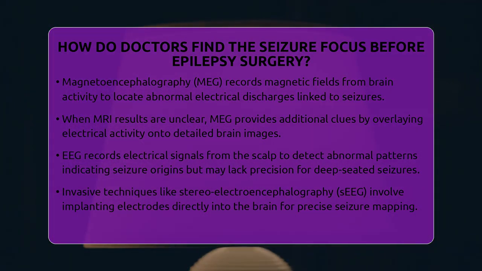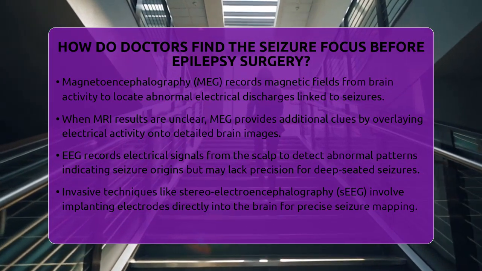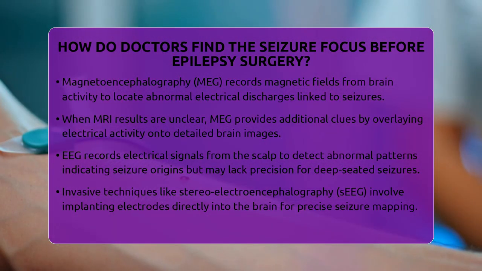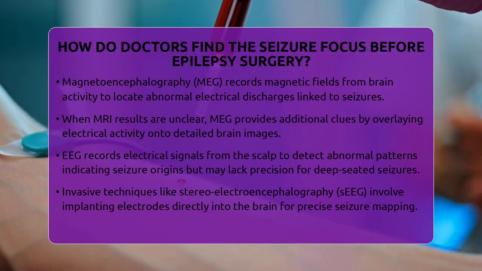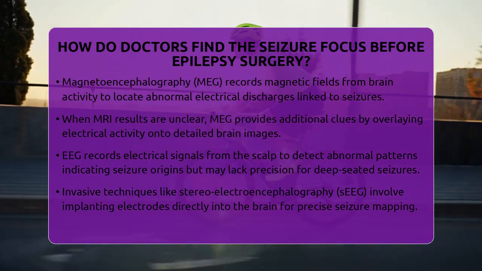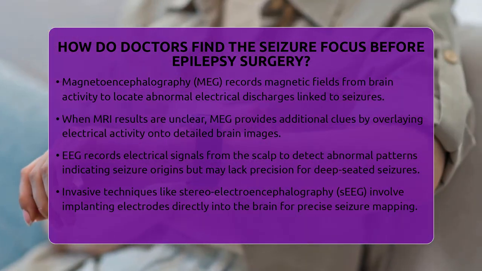Magnetoencephalography is another helpful tool. It records tiny magnetic fields generated by brain activity, helping doctors locate abnormal electrical discharges linked to seizures. When MRI scans don't show clear abnormalities, MEG can provide additional clues by overlaying electrical activity onto detailed brain images.